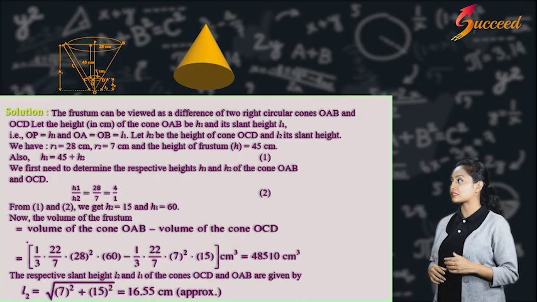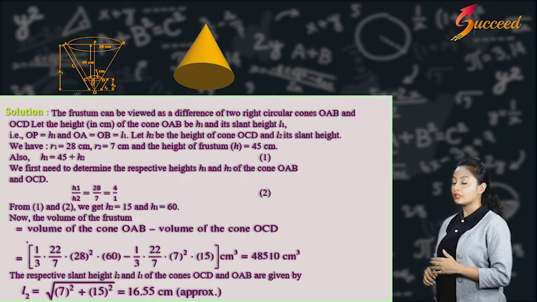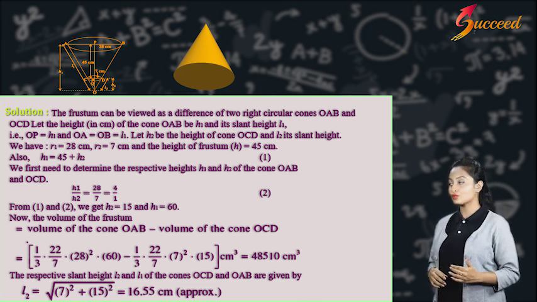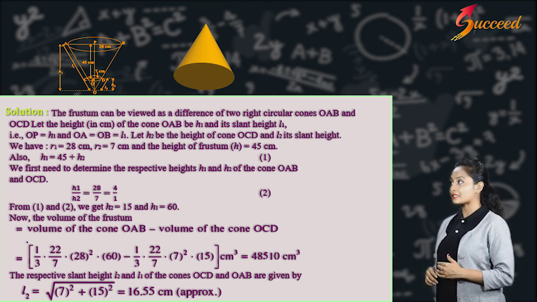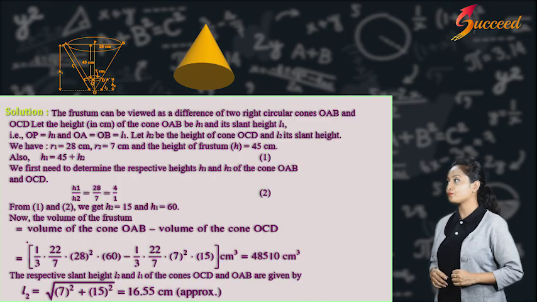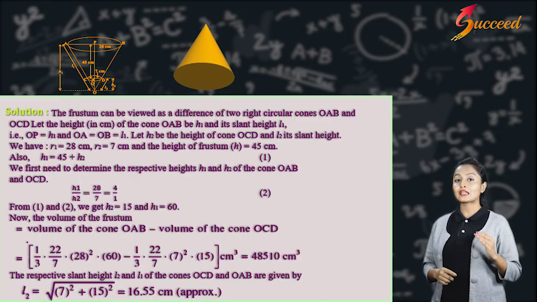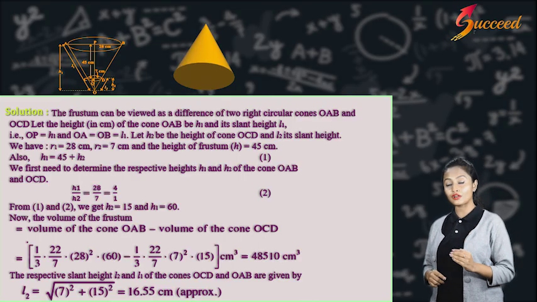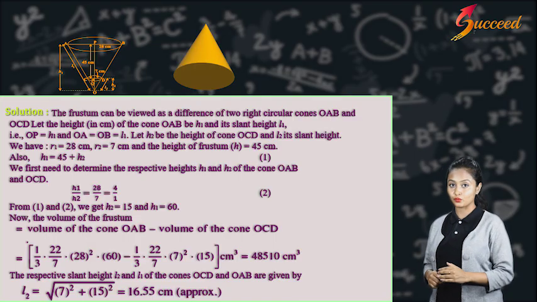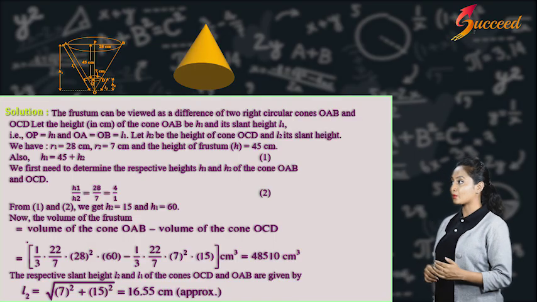How are we going to do it? This is being done by the formula h1 by h2, which is equal to 28 by 7, that is 4. Now mark this as equation 2 and mark the previous one, that is h1, which is equal to 45 plus h2, as equation 1.